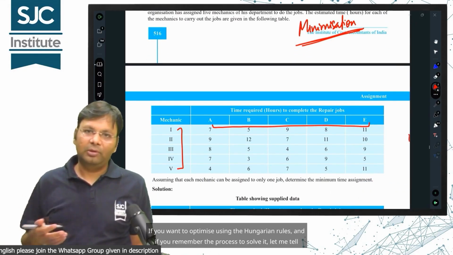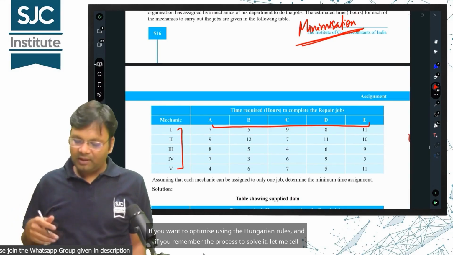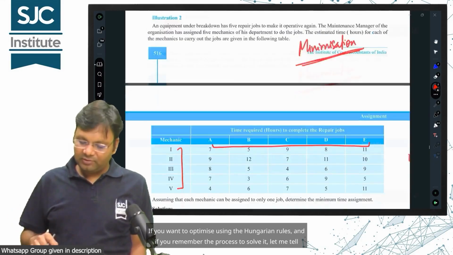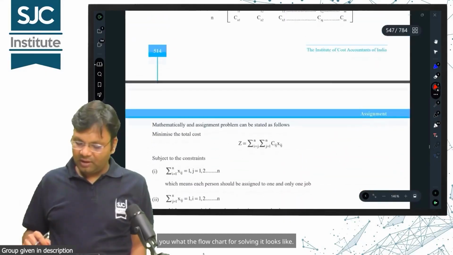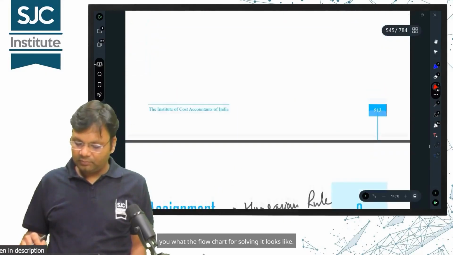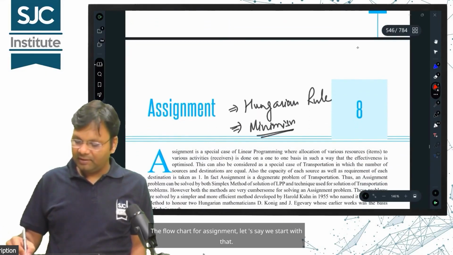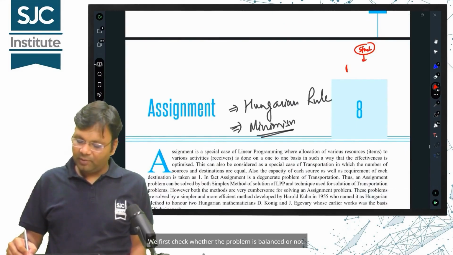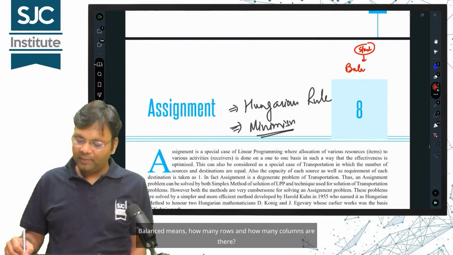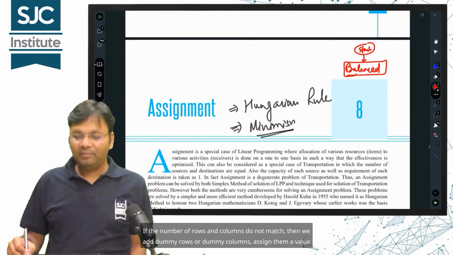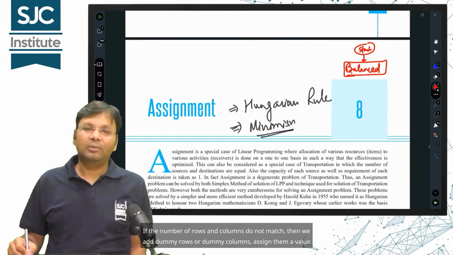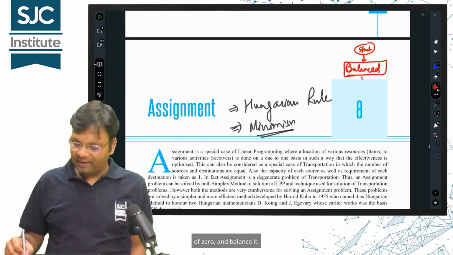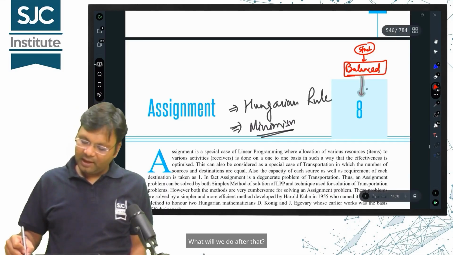If you want to optimize using the Hungarian rules, and if you remember the process to solve it, let me tell you what the flow chart for solving it looks like. The flow chart for assignment, let's say we start with that. We first check whether the problem is balanced or not. Balanced means how many rows and how many columns are there. If the number of rows and columns do not match, then we add dummy rows or dummy columns, assign them a value of 0 and balance it. What will we do after that?